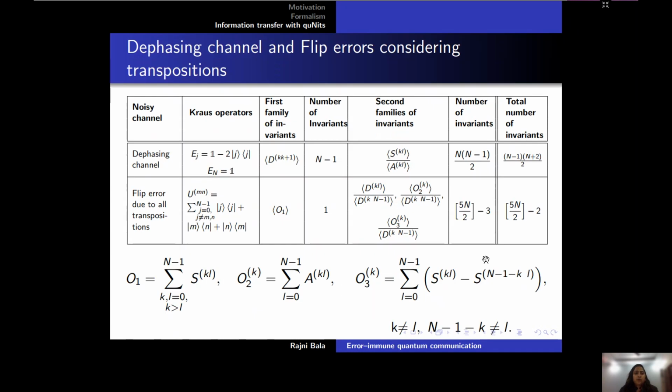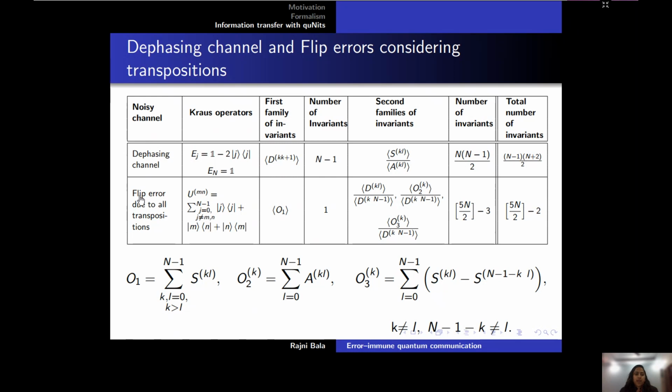Now moving over to the dephasing channel. Here, dephasing means any arbitrary phase can be acquired by the state. For the same channel, we have n minus 1 independent invariants from the first family. However, we have only n choose 2 invariants from the second family, which gives in total n minus 1 into n plus 2 by 2 independent invariants.